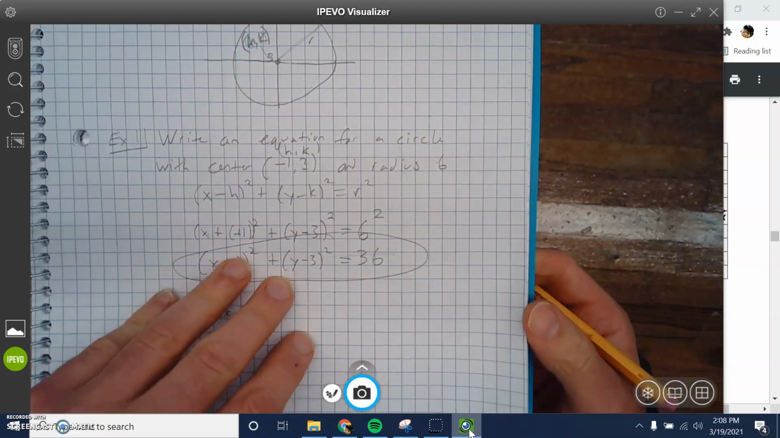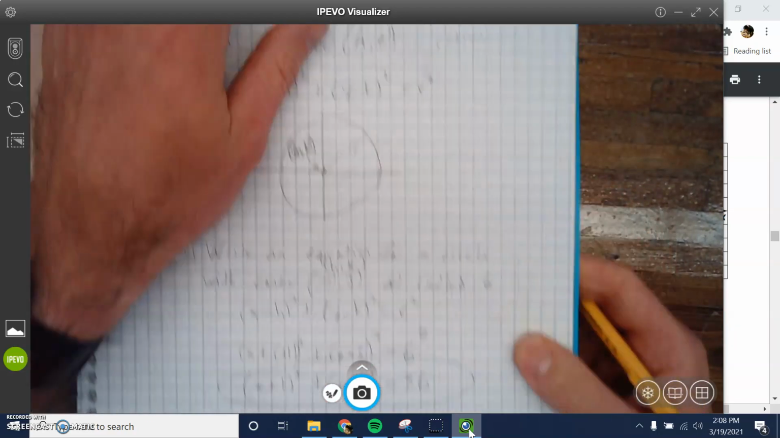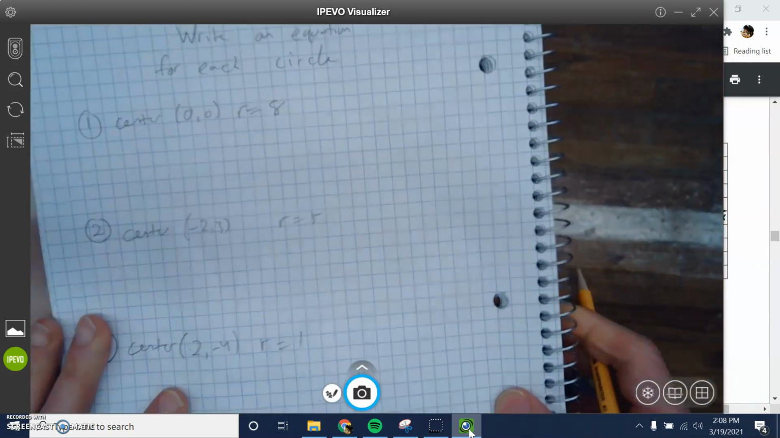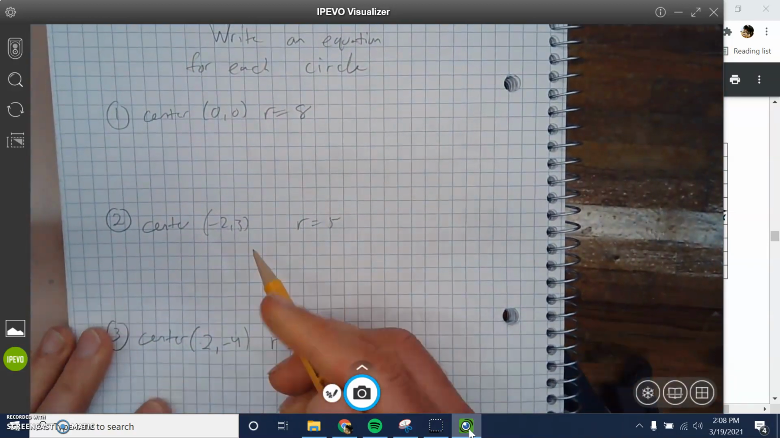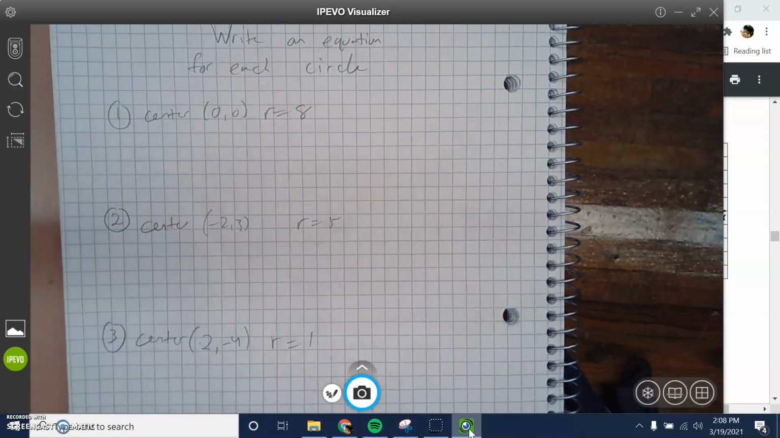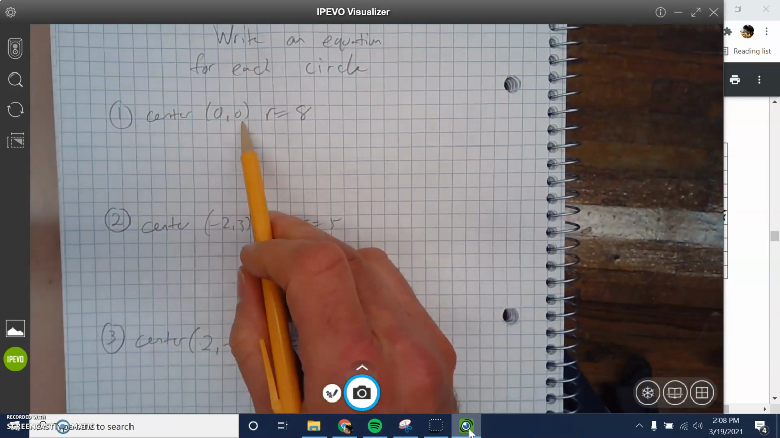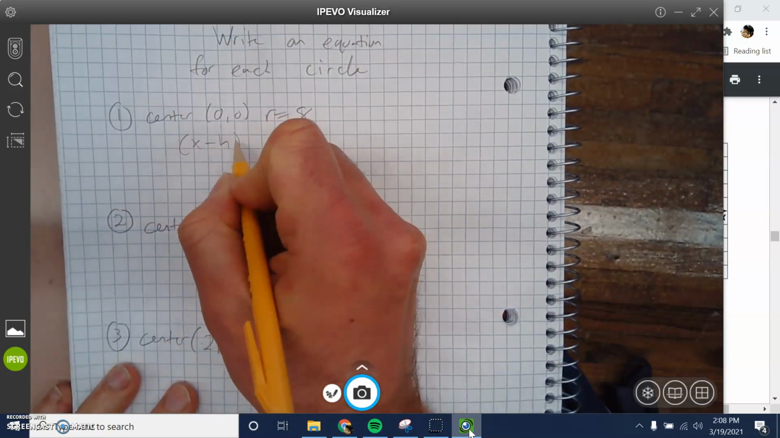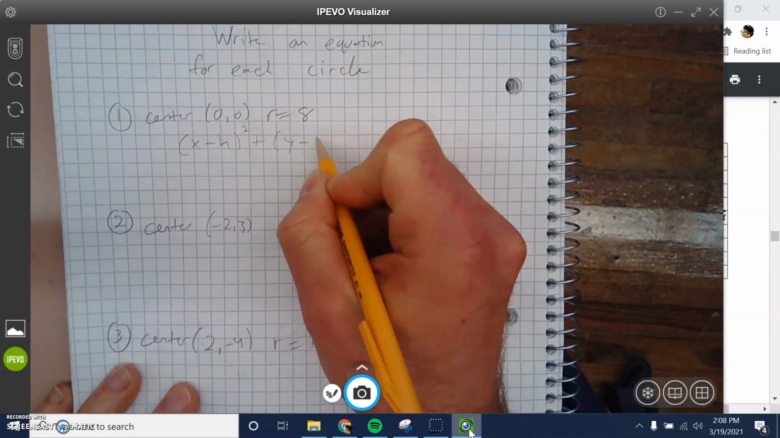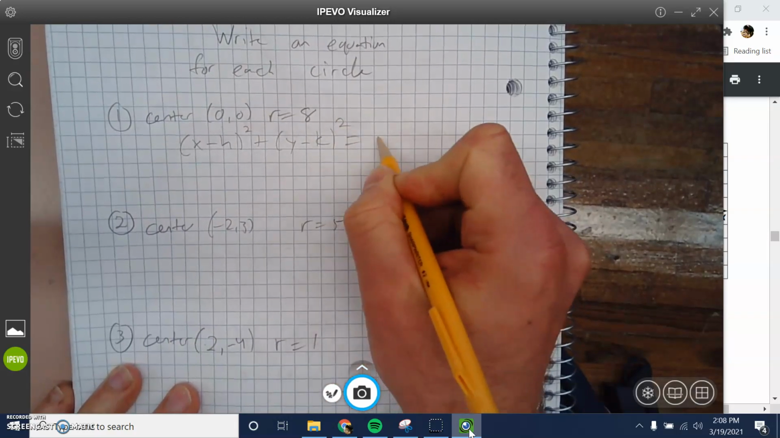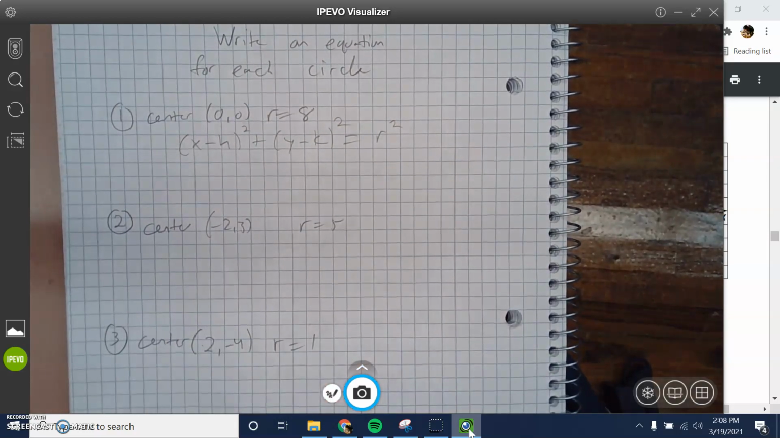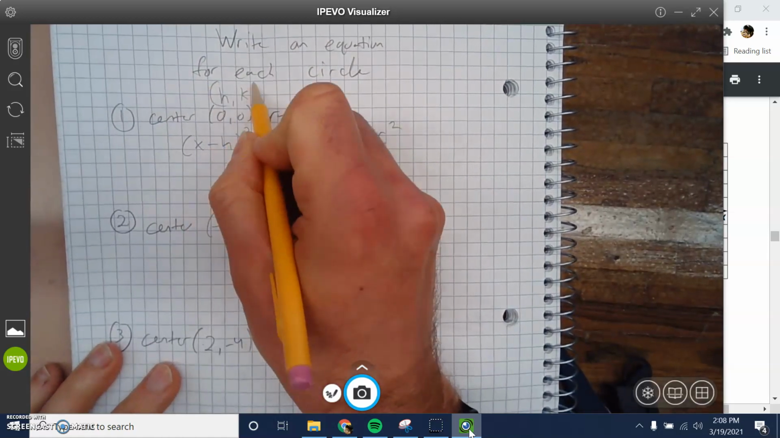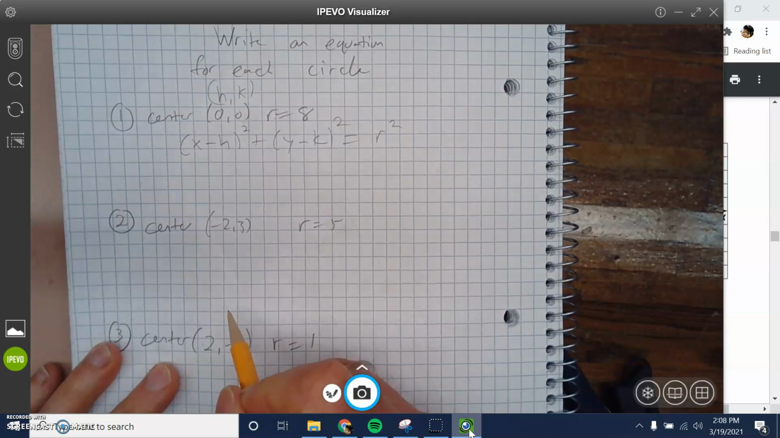All right, let's try some more, shall we? Here we go. I'm going to do some and you're going to do some. Okay. So write an equation for each circle. So number 1, copy it down. The center is 0, 0, and the radius is 8. Okay. So it's x minus h squared plus y minus k squared equals radius squared. So I write that down so I remember it. The center is h, k, and radius is r.